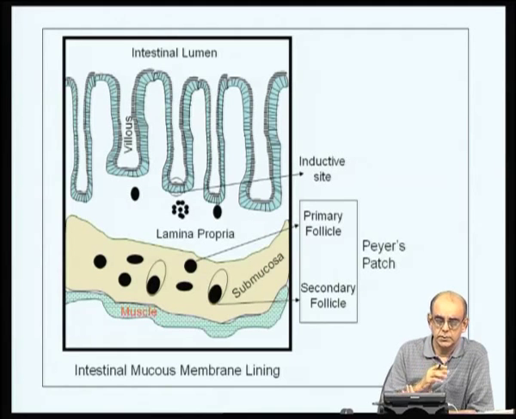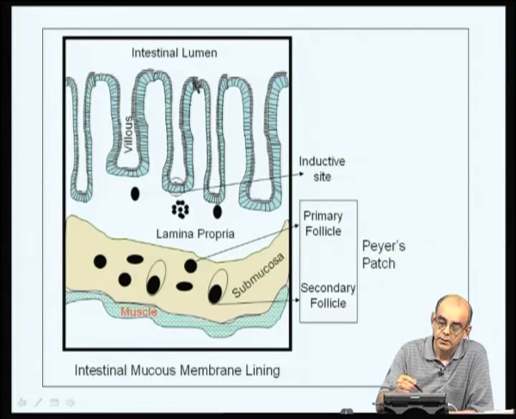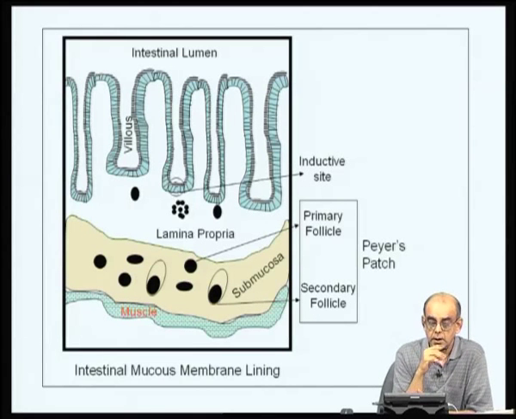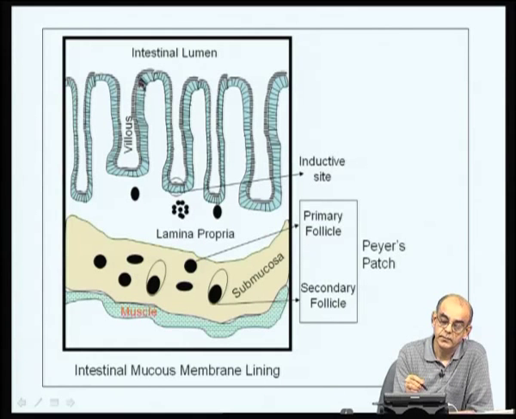Now, the MALT is very much different in its organization, and I show you here, this is the intestinal mucosal membrane lining. So, these are the villi. You have the villi in the intestine for increasing the absorptive surface for nutrients, which is very familiar to everybody. These villi are lined by cilia that help in the movement of various nutrient or granular particles associated with the ingested food.